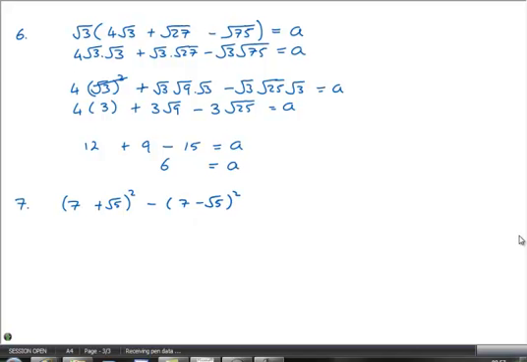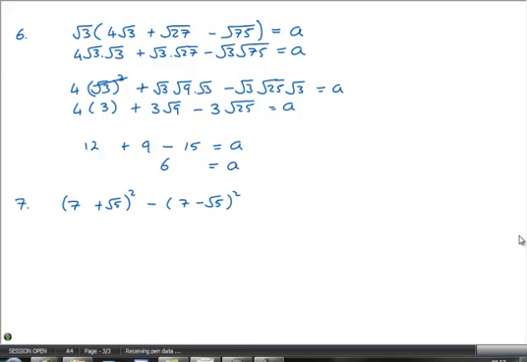You're asked to simplify it. They want it in the form k root 5. Now, I'm not going to do this, but I don't know if you can spot, that's the difference of two squares. So you could use the difference of two squares. We've seen something like this in algebra before as well. That's the difference of two squares.